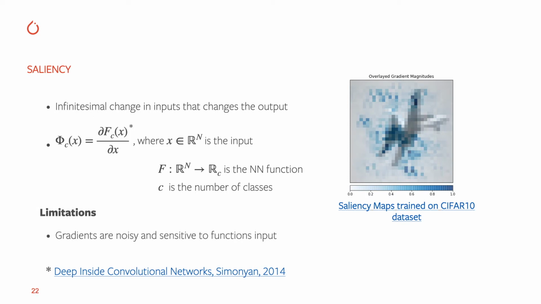Gradients have some limitations. Some of them are that they can be noisy, they are sensitive to function inputs, and they are not always faithful to function outputs. This means that although inputs can be very close to each other, the gradients for those inputs could lie very far apart from each other.